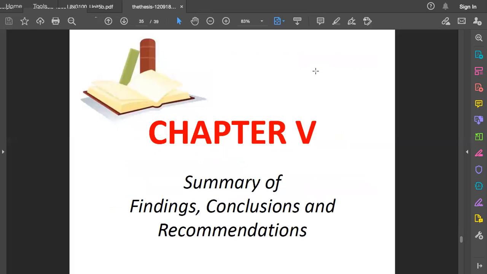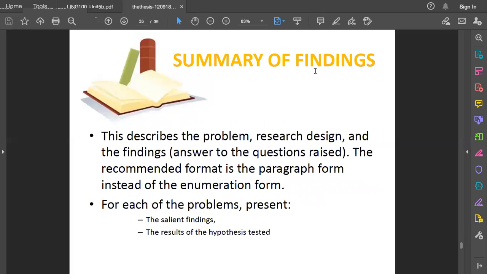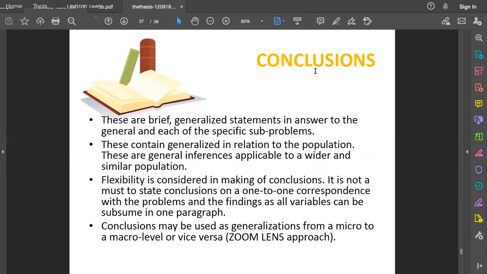Okay? Next, chapter 5 or chapter 4, the summary. Highlights. Summary is the highlights of each part. And then the conclusion: you write all the important answers that you found out from your data in chapter 3.